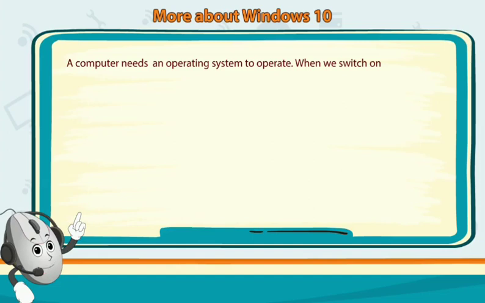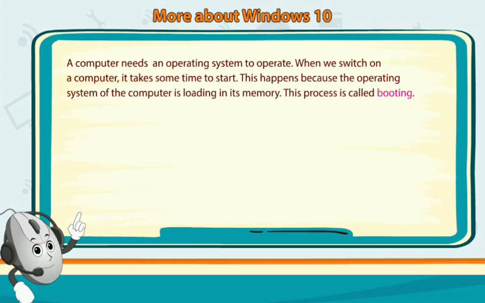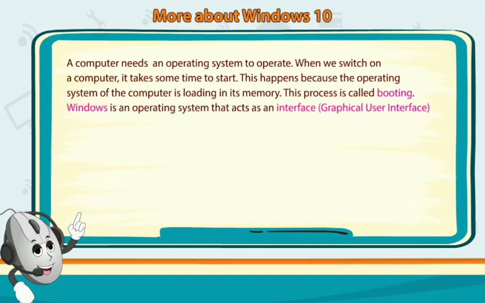A computer needs an operating system to operate. When we switch on a computer, it takes some time to start. This happens because the operating system of your computer is loading in its memory. This process is called booting.